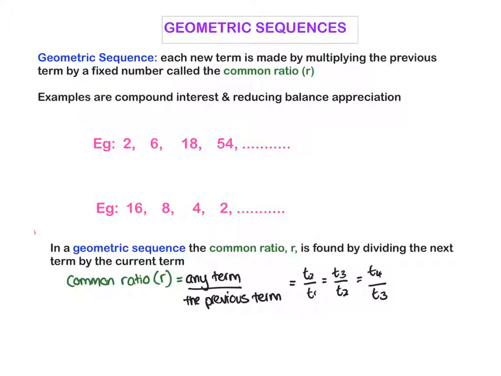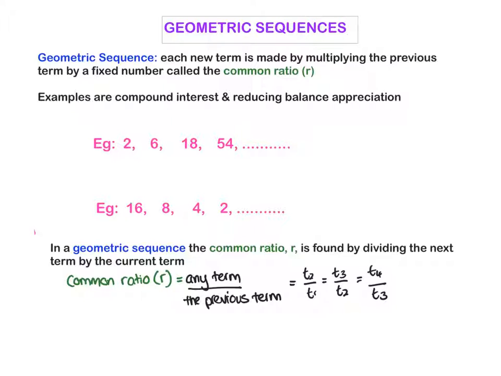So it could be a number more than 1, so you could be making it larger, or you could be multiplying it by a number less than 1. Because if you multiply something by less than 1, you're getting a fraction, so it means it would get smaller. All right, so let's have a look at these couple of examples so you can see it.